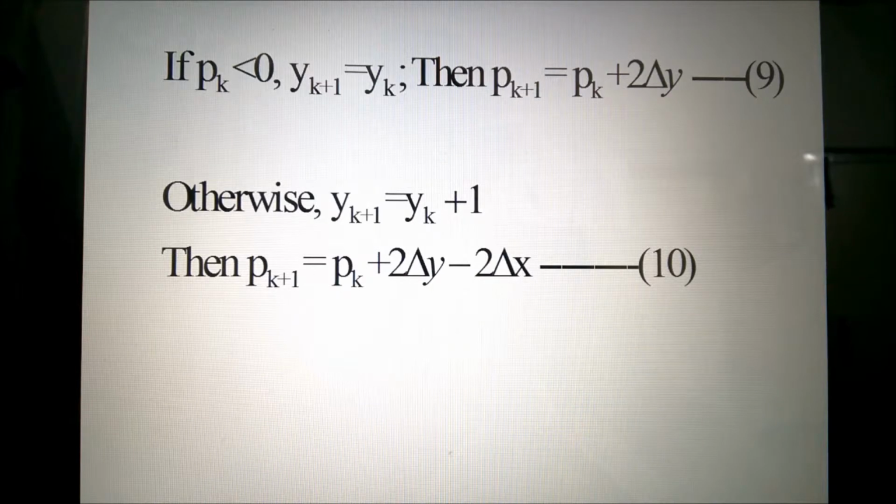Again, I have written here that if pk is less than 0, then yk plus 1 is equal to yk, and this will be pk plus 1, the next decision parameter. Otherwise, the next yk coordinate will be this, and therefore the decision parameter will be this.